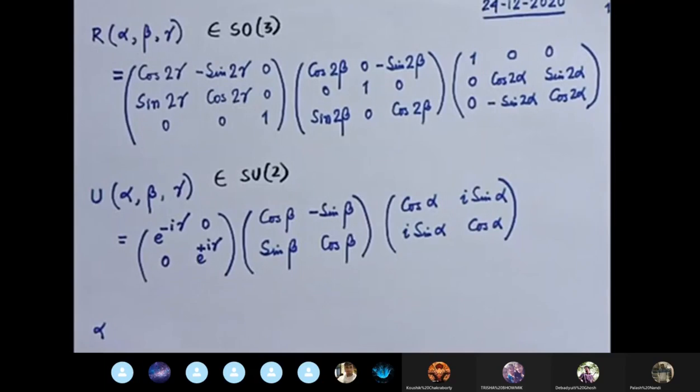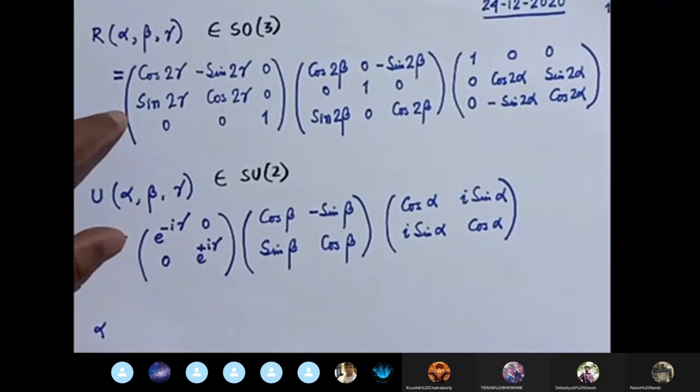So in the last class, we established a mapping between the two groups SU2 and SO3. This is the result we obtained in the last class. So corresponding to every element in SU2, we can write down one element in SO3 like in this way. This we have shown by introducing two spaces.